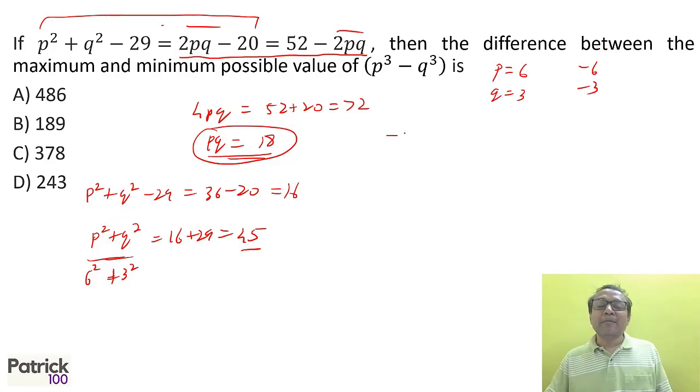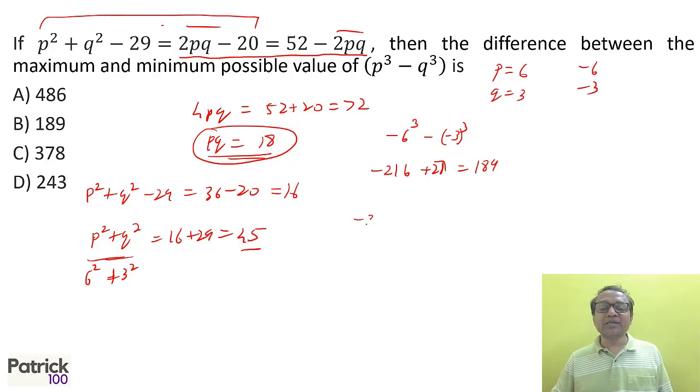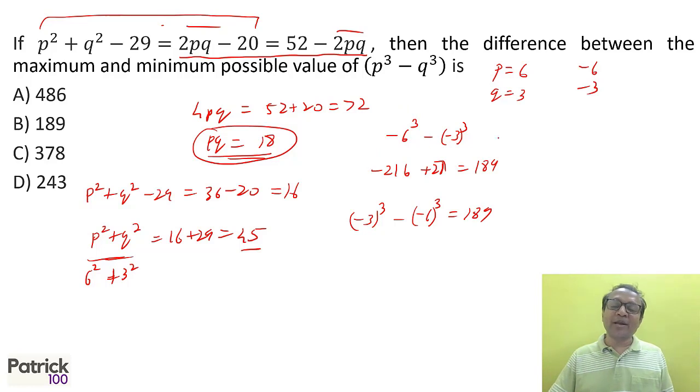If I take the smallest number, I want negative. So if I take minus 6 cube minus of minus 3 cube, it will give you the smallest number: minus 216 plus 27, which will give you minus 189. For the largest number, you could reverse this and take minus 3 the whole cube and minus 6 the whole cube, and we will get plus 189. You can also take 6 cube minus 3 cube and 3 cube minus 6 cube, and we will get the same answer. So this gives you minus 189 and this gives you plus 189.